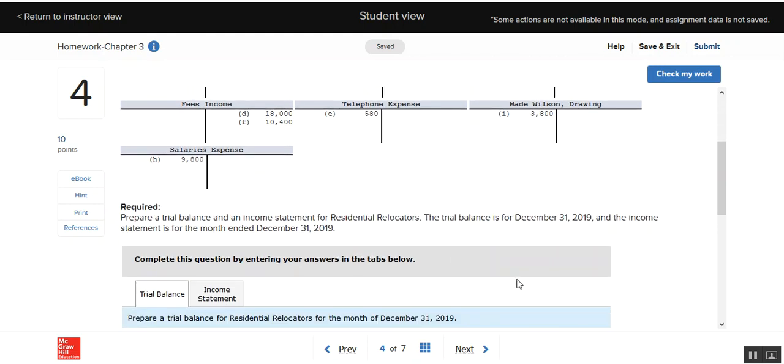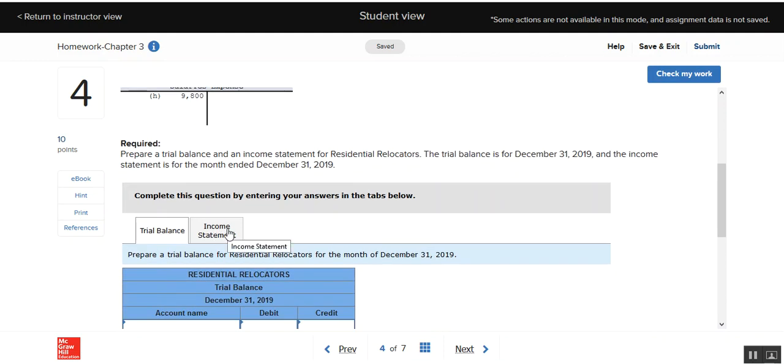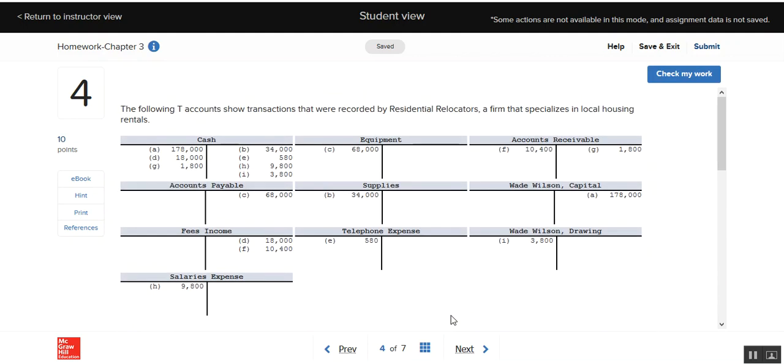And then it says prepare a trial balance and an income statement for Residential Relocators. The trial balance is for December 31st. Income statement is for the month ended December 31st. So down here we've got our trial balance in the first tab and then our income statement in the second tab. Now I'm not going to work all the way through these, but I did want to look briefly at a T account. So let's look at the cash T account.